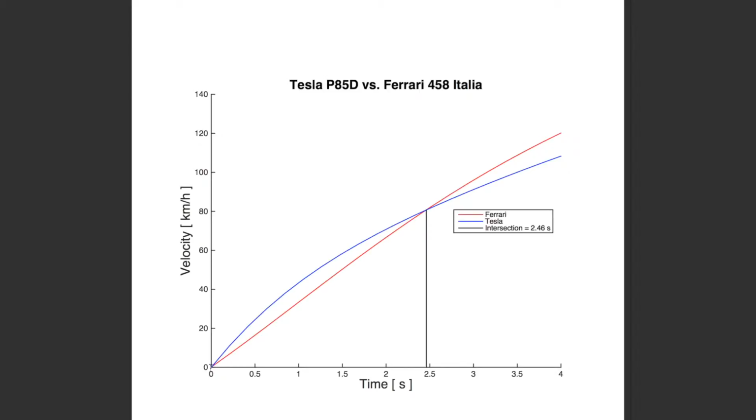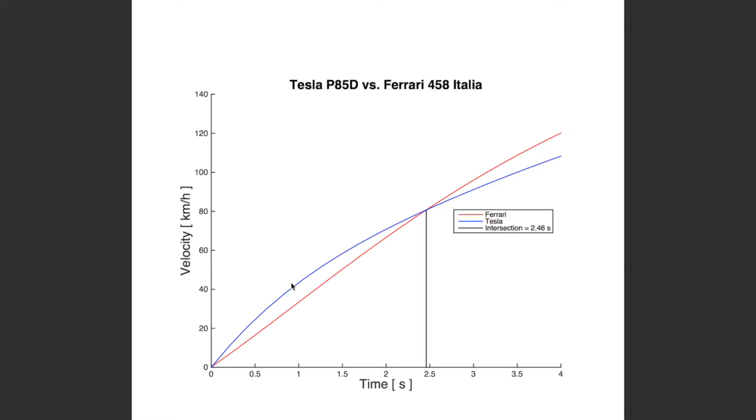So let's say the Ferrari does 0 to about, what is this, 80 in 2.46 seconds. The area beneath the Ferrari's curve will be how far the Ferrari has gone in this time. And the same thing for the Tesla. As you can see at this point, right here, the area under the blue curve will be bigger than the area under the red curve because it has a higher velocity in the beginning. This means that the Tesla will be ahead.